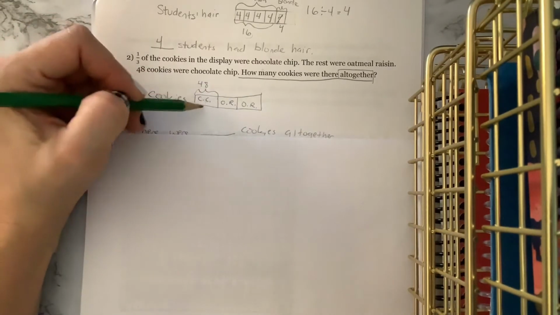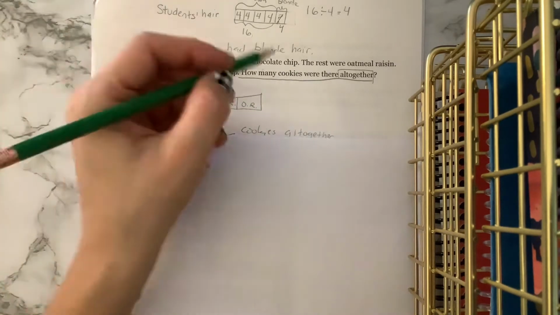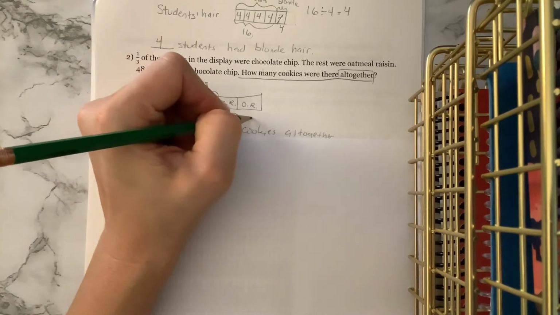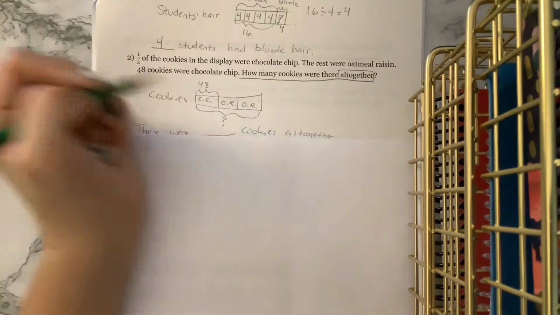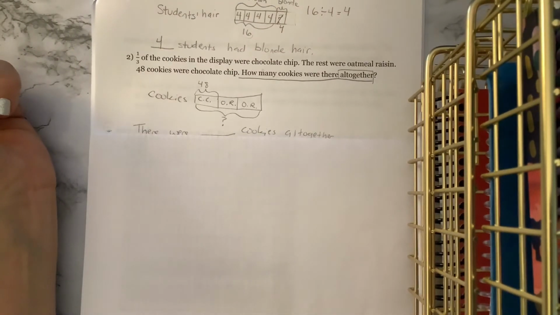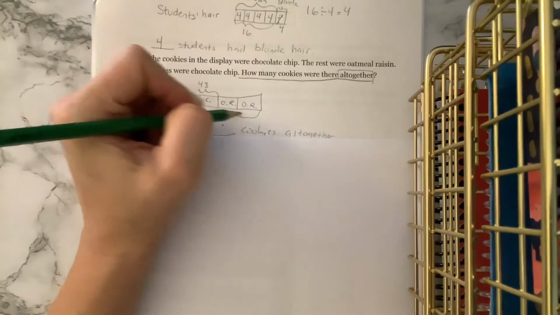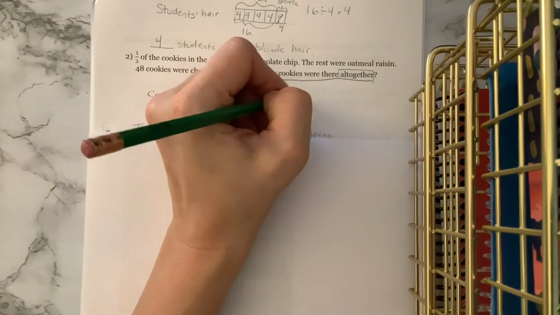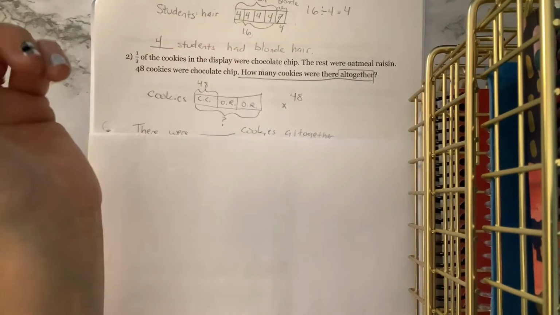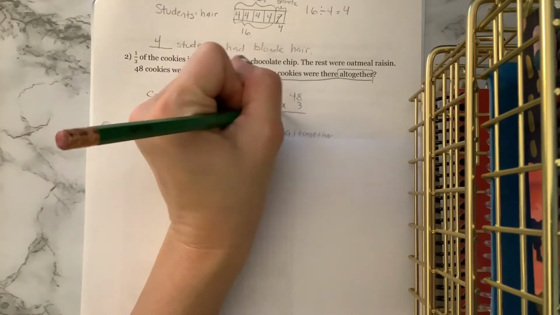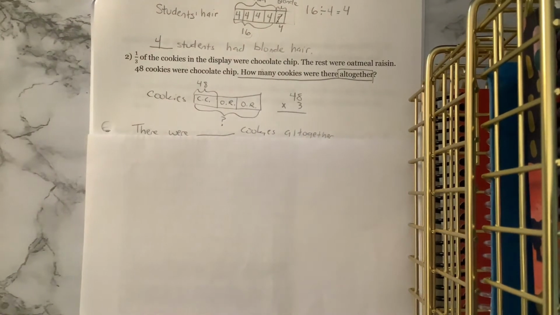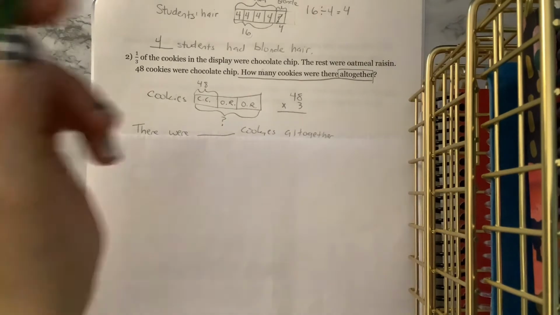were chocolate chip. So this is 48. How many cookies were there all together? So our question mark should be around the whole thing. So if one of these boxes is 48 and we're trying to find out all of these boxes, we need to multiply 48 by 3. So this is maybe a little bit different, but not too much. It was actually more simple than the one we did before.